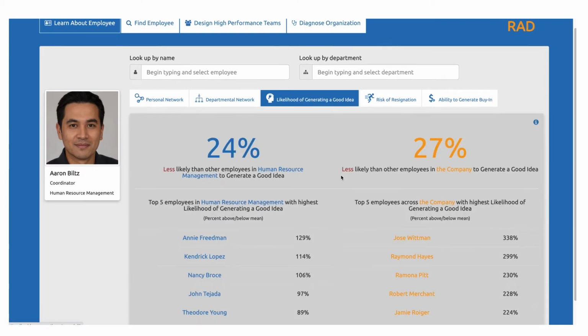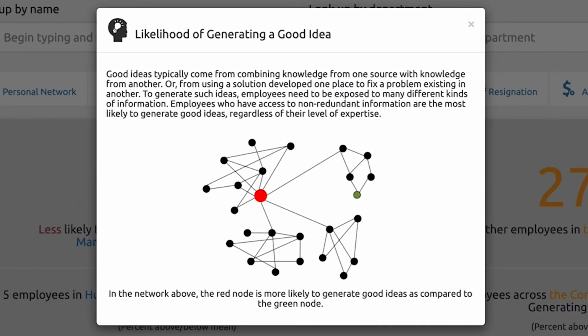Here again, click on the tooltip, and you'll see that good ideas typically come from combining knowledge from one source with knowledge from another source, or by using a solution developed in one place to fix a problem existing in another. To generate such ideas, employees need to be exposed to many different kinds of information. Employees who have access to non-redundant information are the most likely to generate good ideas, regardless of their level of expertise. Access to different resources and networks increases the likelihood of an employee generating good ideas.